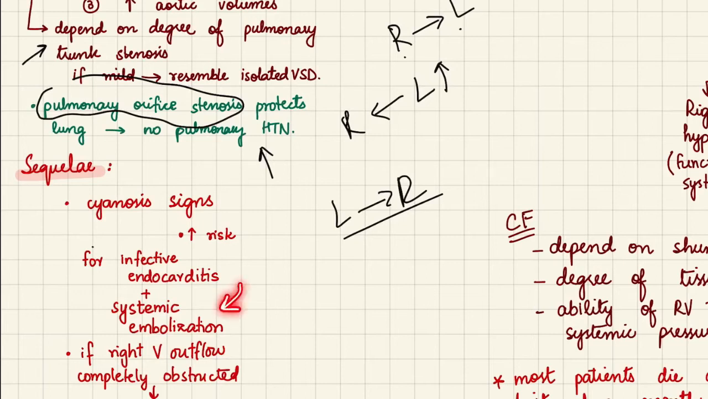And secondly, we can have systemic embolization. Of course, this is a right to left shunt, so the embolus can pass from the right side of the heart to the left side and thus into the systemic circulation.